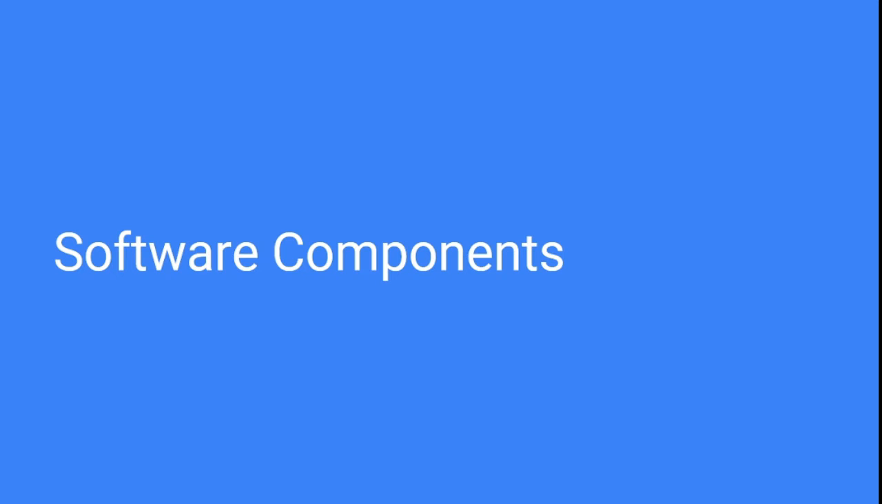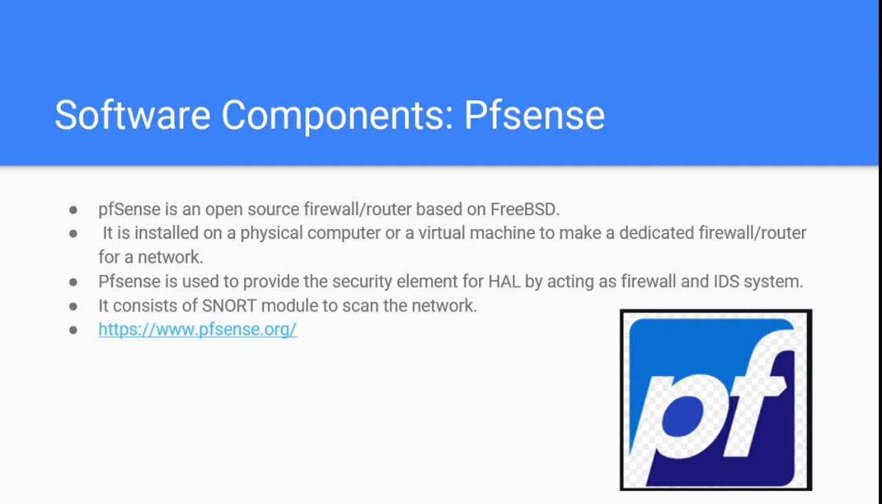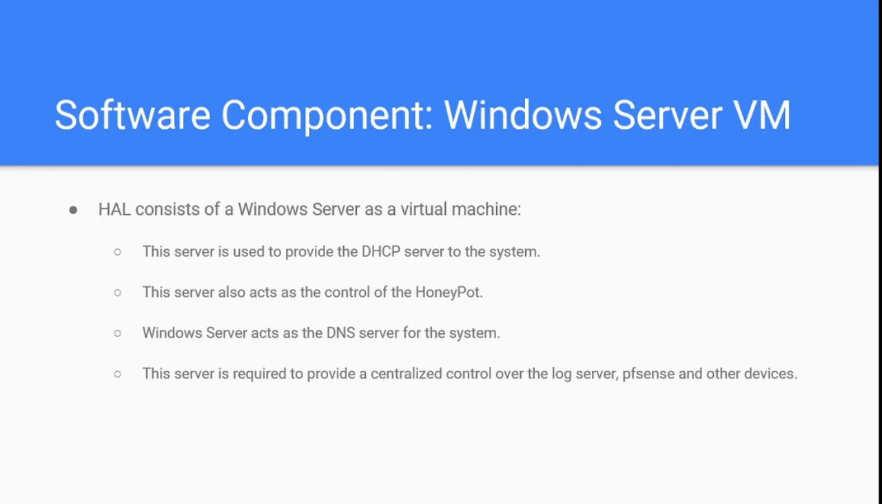The software components of this HAL system are as follows. We have pfSense, which acts as an open source firewall and router. This is installed as a virtual machine on our dedicated server. This provides extra security by acting as a firewall as well as an intrusion detection system. This pfSense consists of the Snort module which acts as an intrusion detection system.